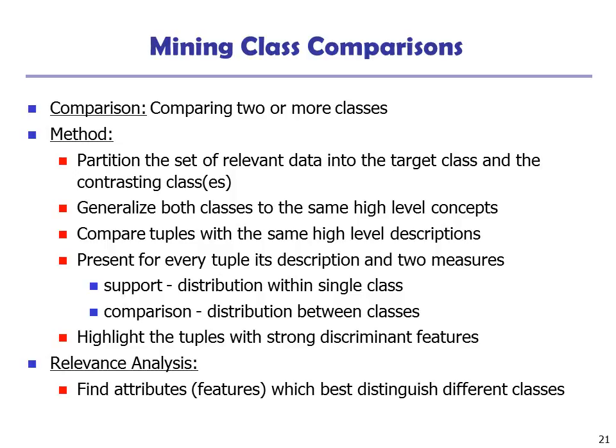Then we'll generalize both the classes to the same high-level concepts. Then we'll compare the tuples which have the same high-level concepts, and we're going to present for every given tuple the support, or the total number of tuples which support this data, and the comparison, or the total number of tuples in both the sets of data which are different. Something like this will also be used in our association rules, which we are going to cover in the next chapter.